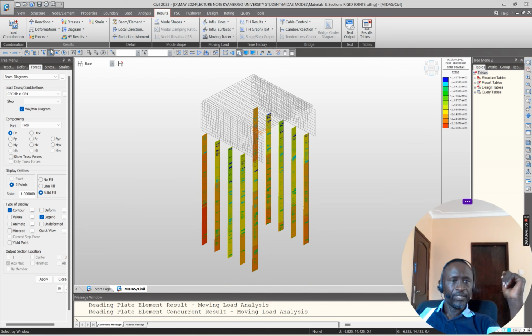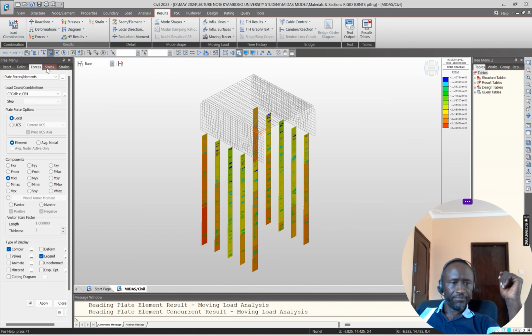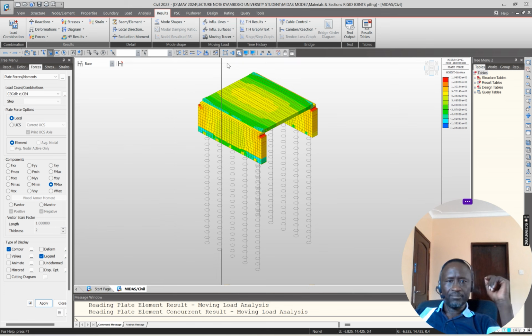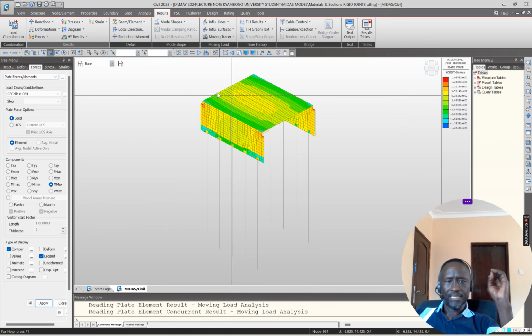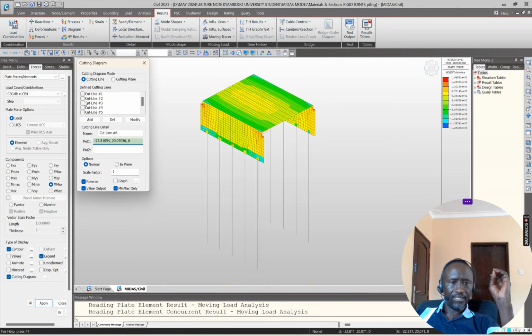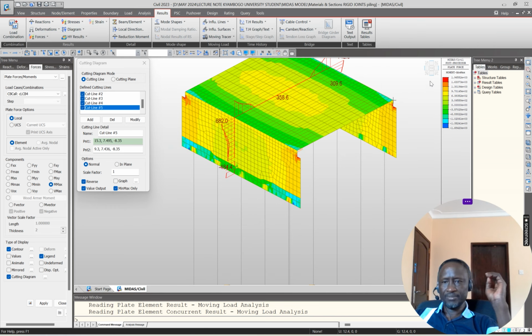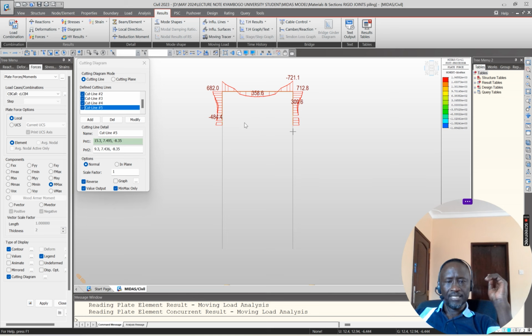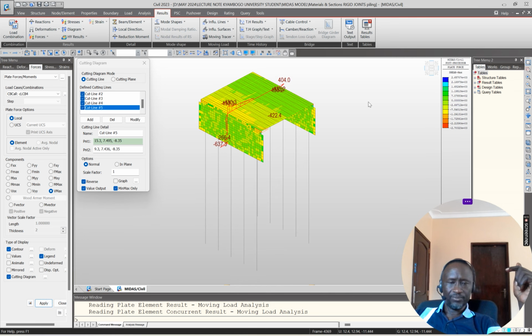Then for plate forces, I can actually go to the plate forces, look at the moment. That is how the moment would look like. And if I want to see the sections that I've already cut, then I should be able to have a look at that. So this would be my plate forces, and that is for moment, and this is for shear. Basically, that's how you would look at that. And then if I want to know the forces in the pile, you already saw that.